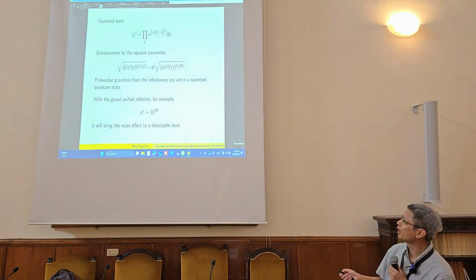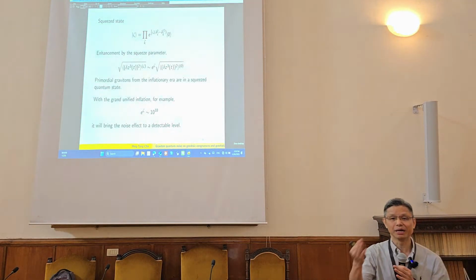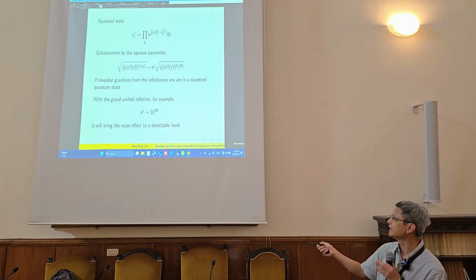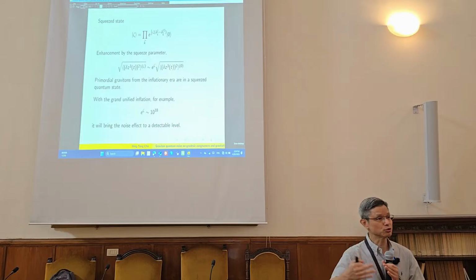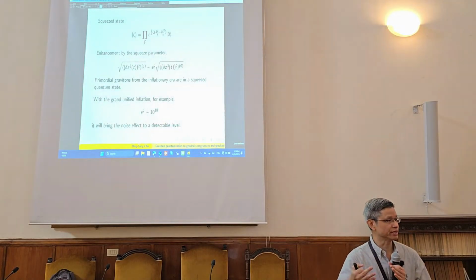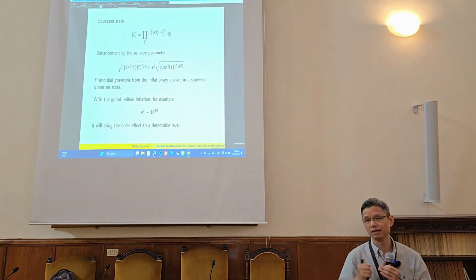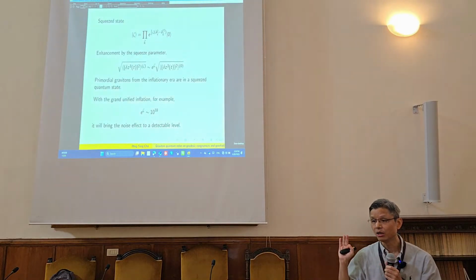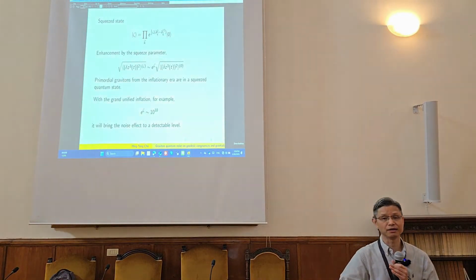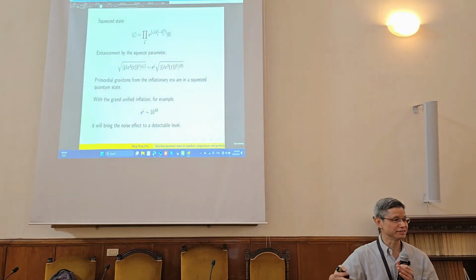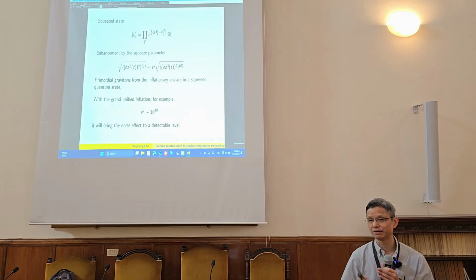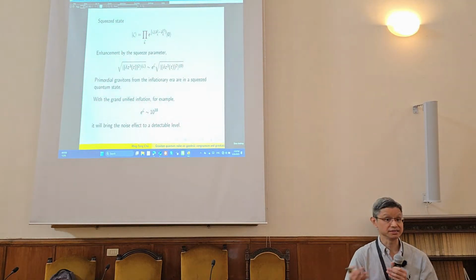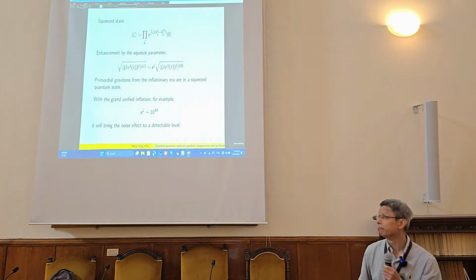There's one model with squeezing of the order of 10 to the 18. In that case, the fluctuation would be enhanced to such an extent that it might be detectable. But that's for primordial graviton, and our calculation is in Minkowski space, so maybe you have to repeat the analysis using, for example, de Sitter space, to be fair.